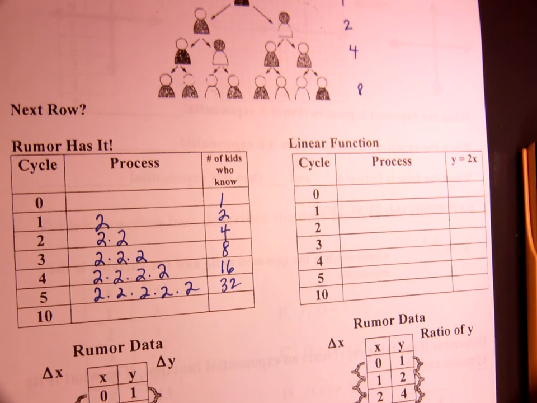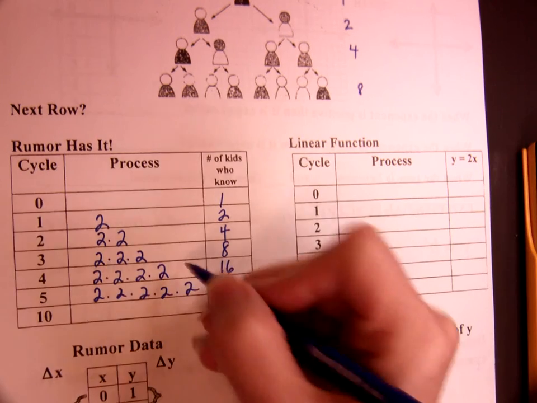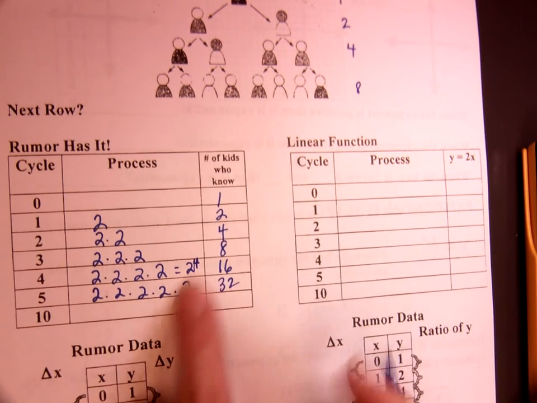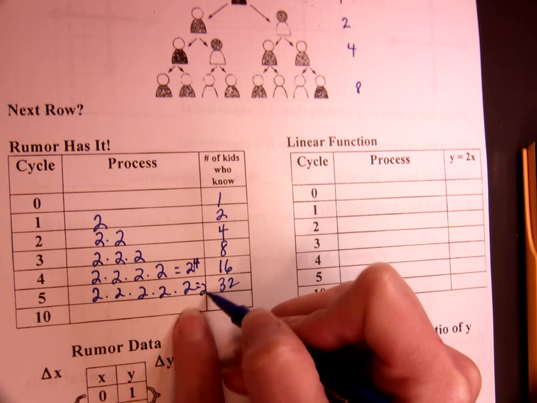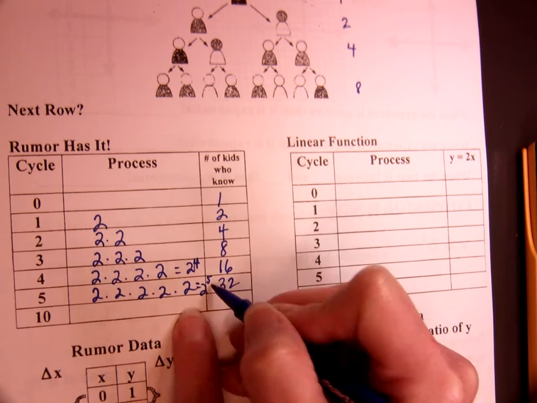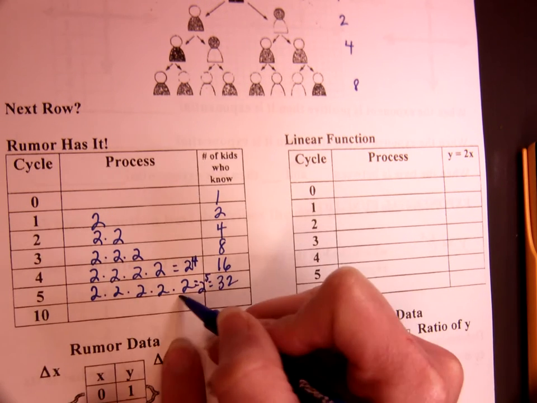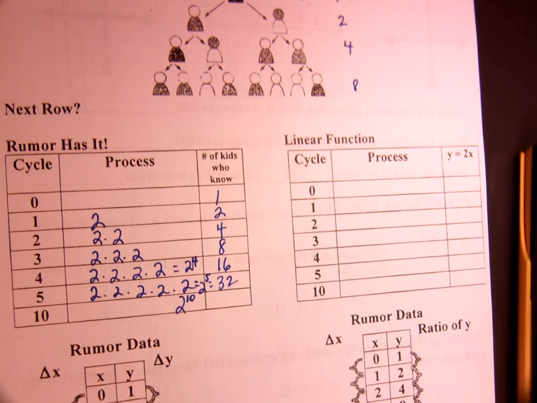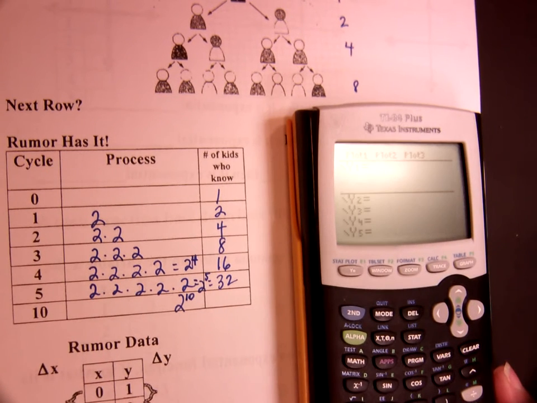So if I wanted to say 2 times 2 times 2 times 2, easier, I would say 2 to the power of 4. Right here, this would be 2 to the power of 5, right? So this one would be 2 to the power of 10. Now, does the calculator have a 10th power on here?